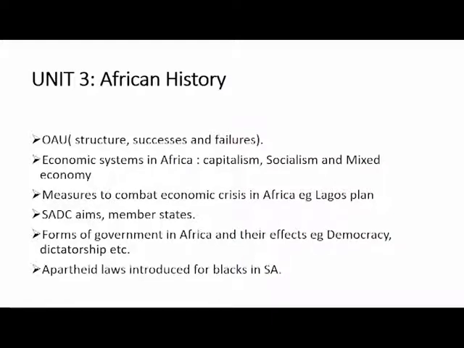And the last point here in African history is on the apartheid laws that were introduced for black people in South Africa. What were these laws? You should be able to know all the laws, how these laws were introduced for blacks, and the effects each law had on the black people, specifically in South Africa.